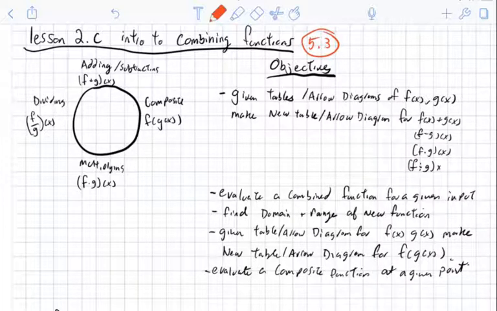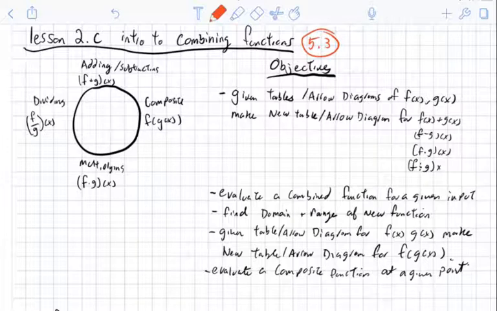Okay, so at the end of this, if you're given a table or arrow diagram for a function f and a function g, you should be able to make a new table or arrow diagram for f plus g, and another function called f minus g, and another function called f times g, and another function called f divided by g. We're going to go through each of these. You don't need to do them all at once.